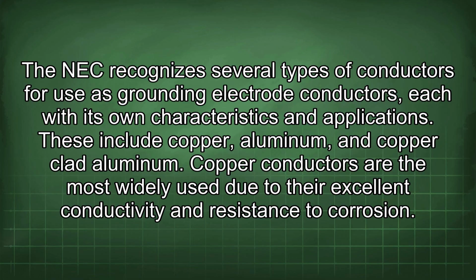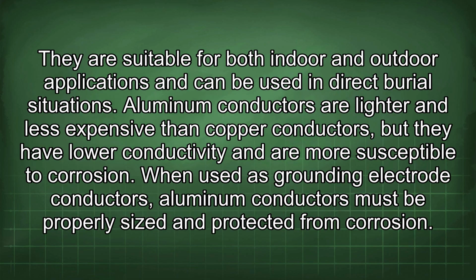Copper conductors are the most widely used due to their excellent conductivity and resistance to corrosion. They are suitable for both indoor and outdoor applications and can be used in direct burial situations. Aluminum conductors are lighter and less expensive than copper conductors, but they have lower conductivity and are more susceptible to corrosion. When used as grounding electrode conductors, aluminum conductors must be properly sized and protected from corrosion.